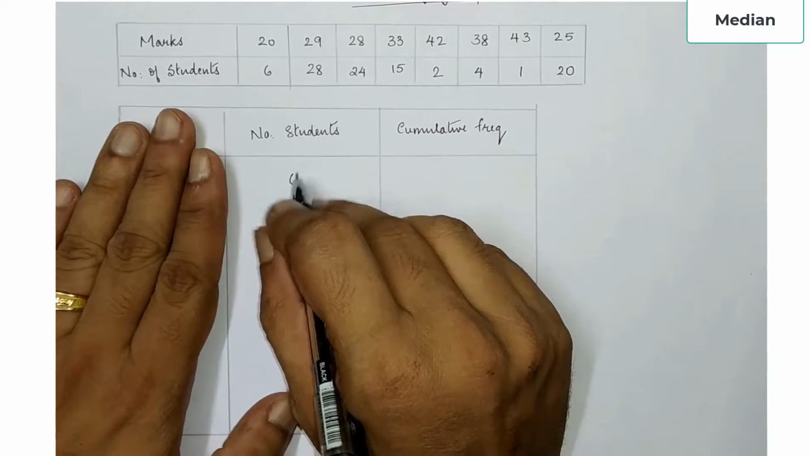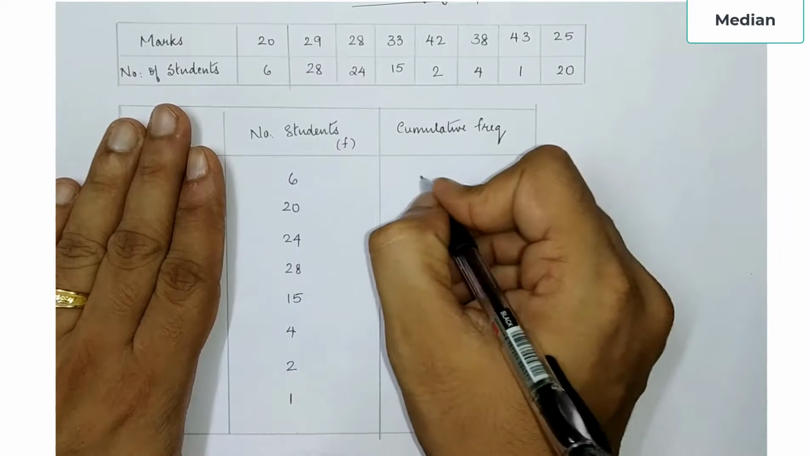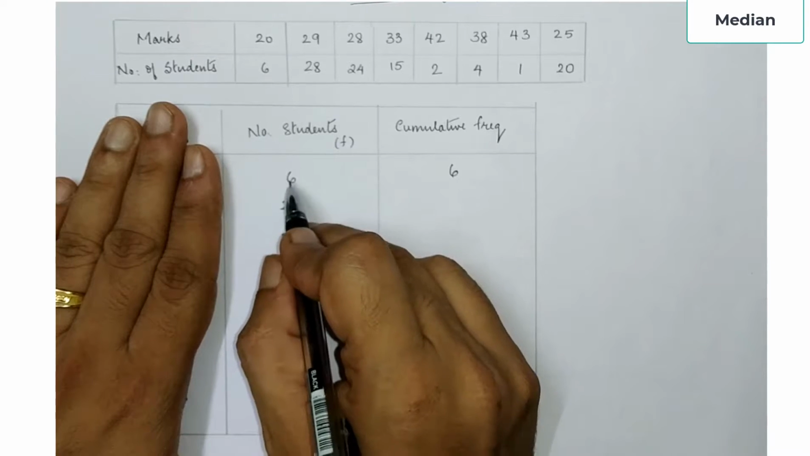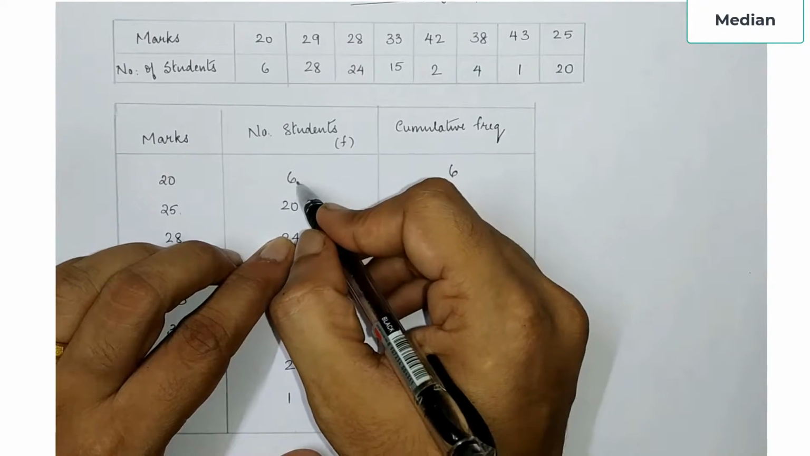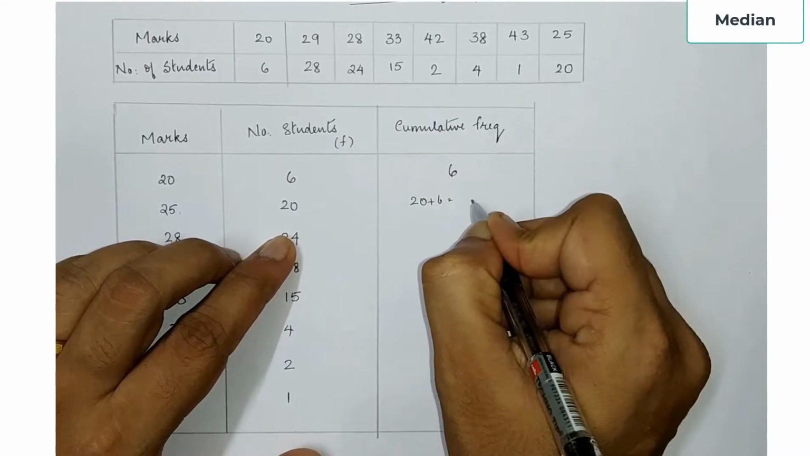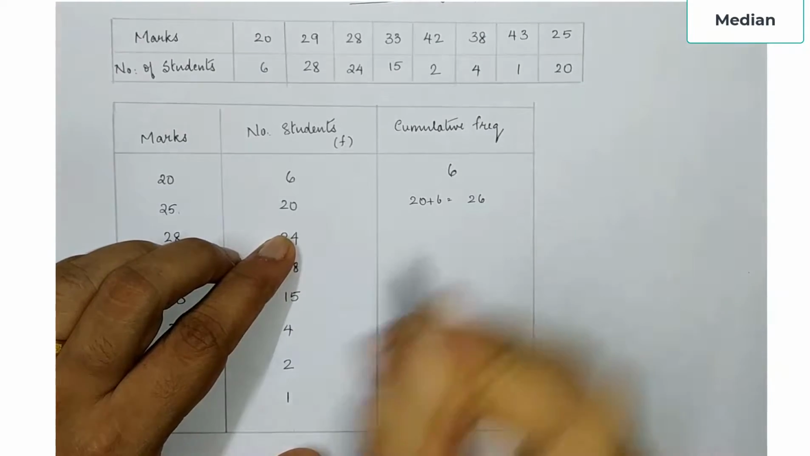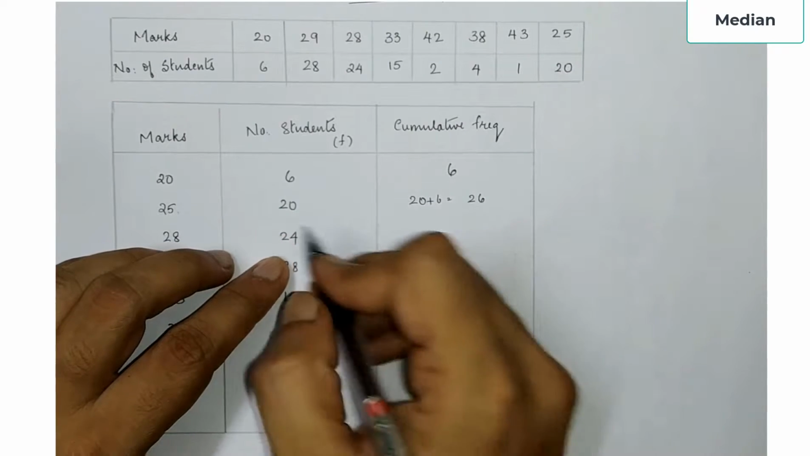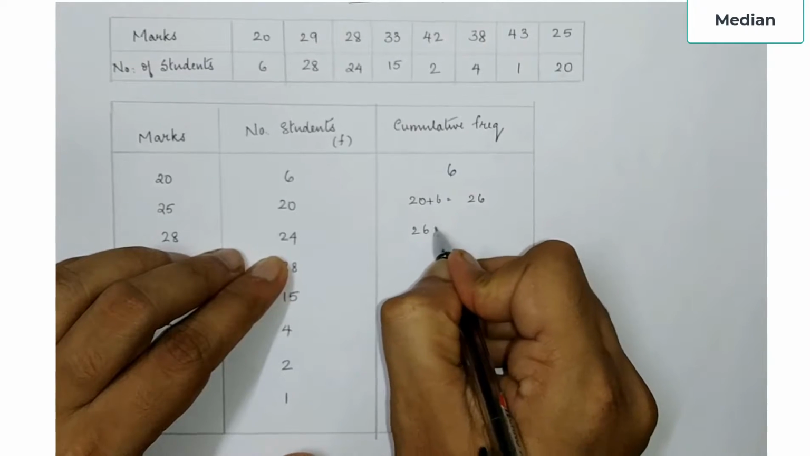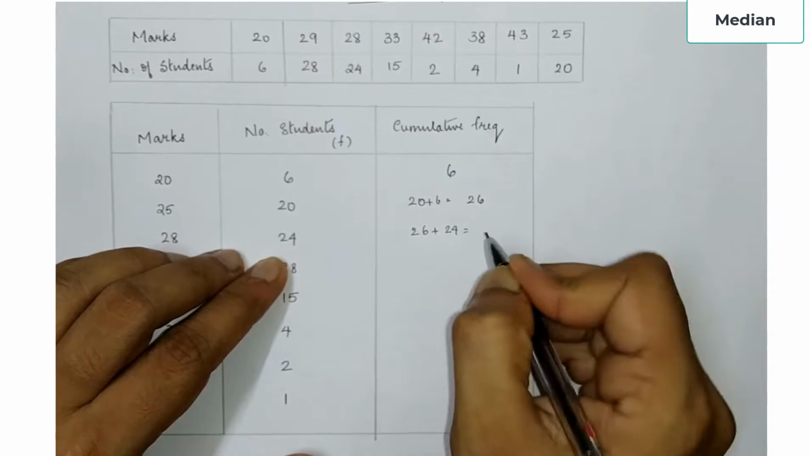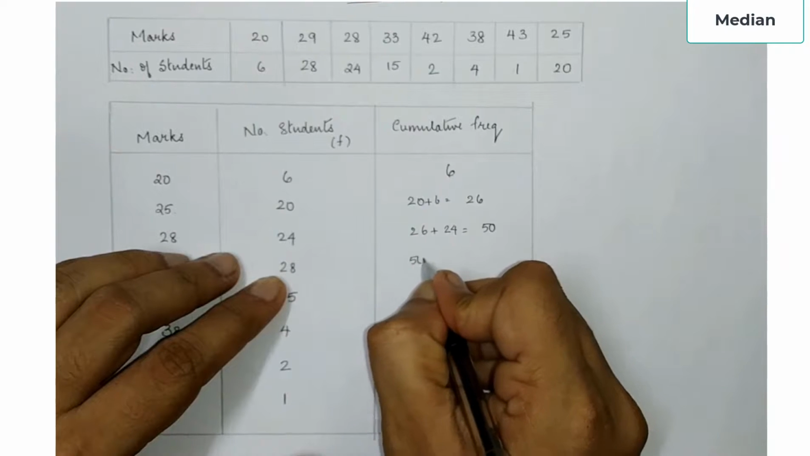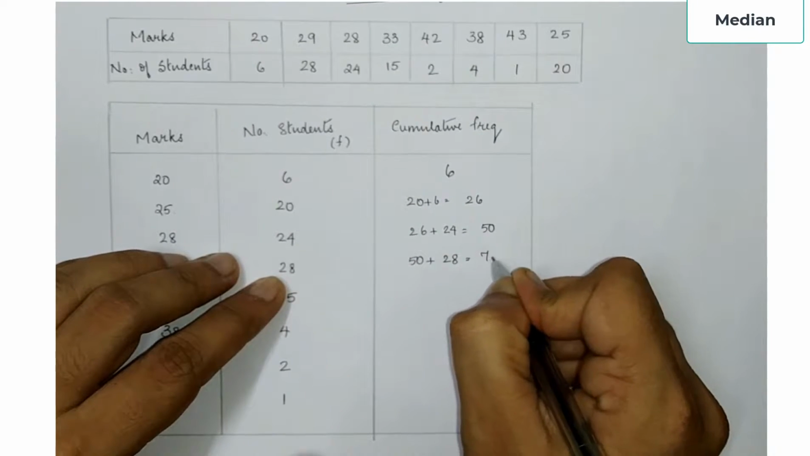Just focus on the number of students. This is the frequency. So here it is 6 itself. For the next one you add 20 plus 6. Cumulative frequency means you are adding all the frequencies till there. So 20 plus 6 is 26. For the next one you add all three values together: 26 plus 24 is equal to 50. Next, add all four values: 50 plus 28 is equal to 78.